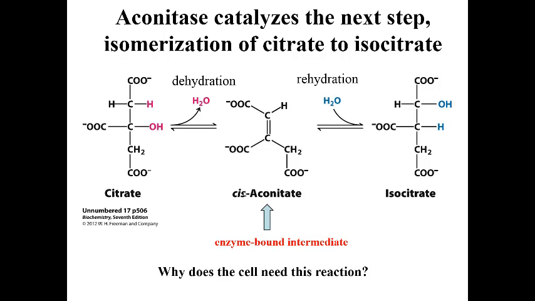Adding the water molecule to cis-aconitate could give you either citrate, so you could simply go back in this direction, or isocitrate going in the forward direction. Under standard conditions, citrate formation is favored, but in the cell, you generate isocitrate, and by now, you should appreciate how that happens.